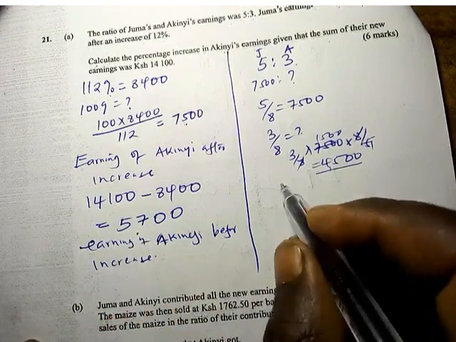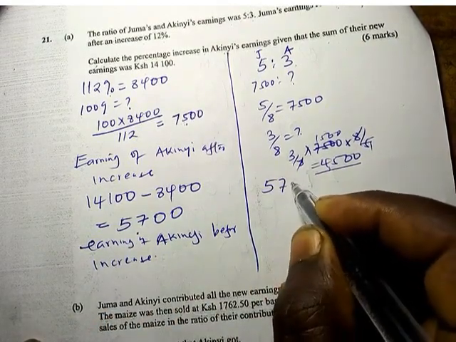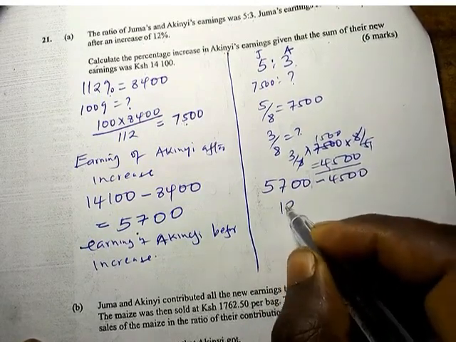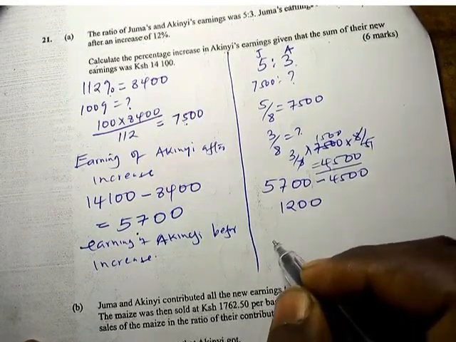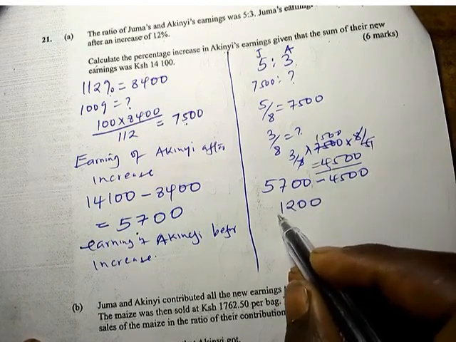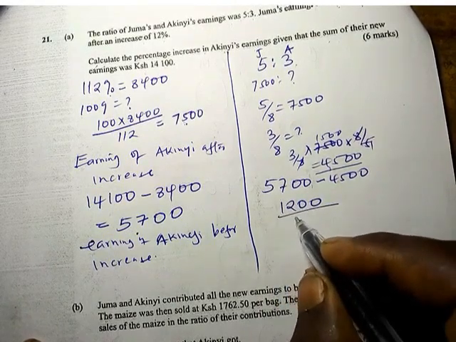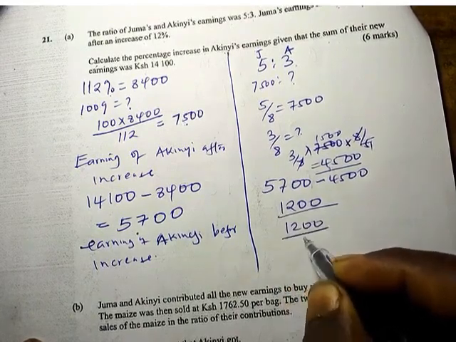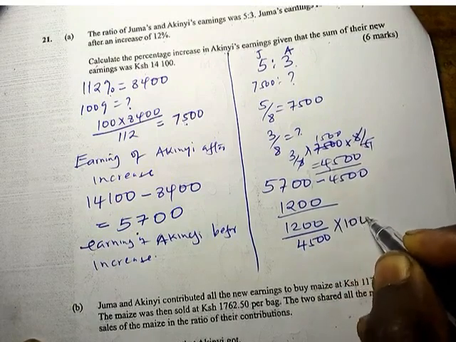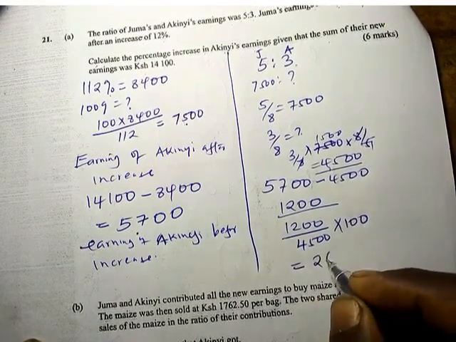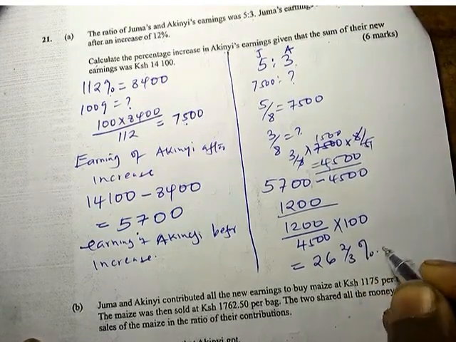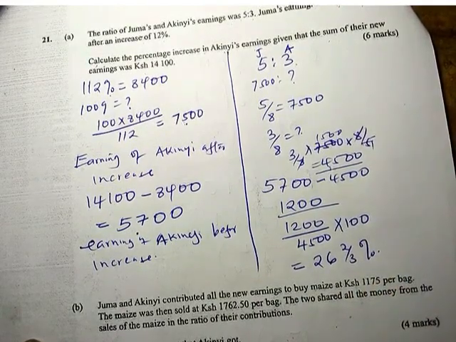So an increase of 5,700 minus 4,500. So there is 1,200 increase. So percentage increase is the profit or whatever has increased over the original. So this one will be 1,200 over the original, which was 4,500, and then times 100. And this one will give us 26 2 over 3%.